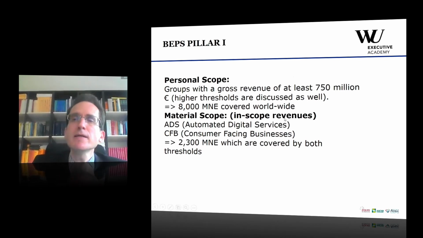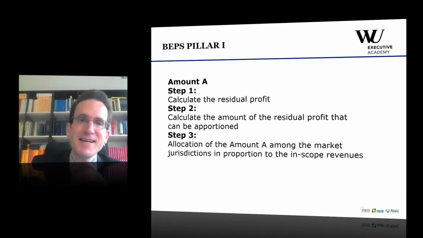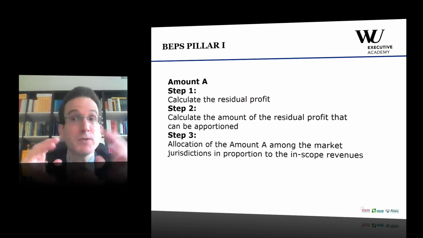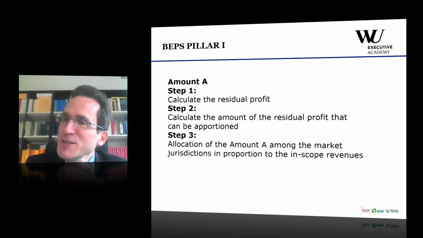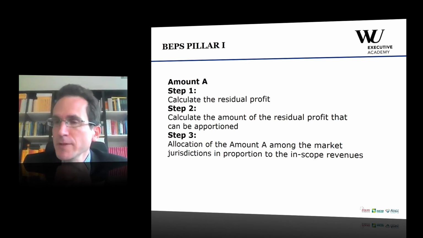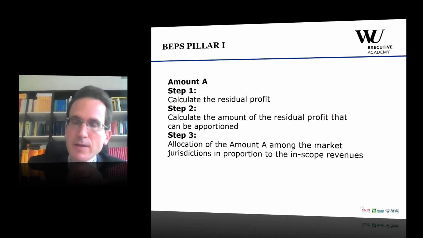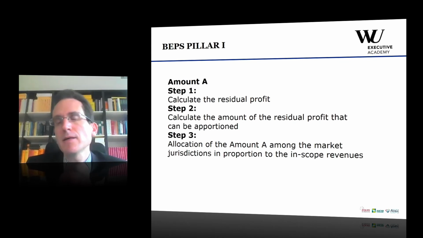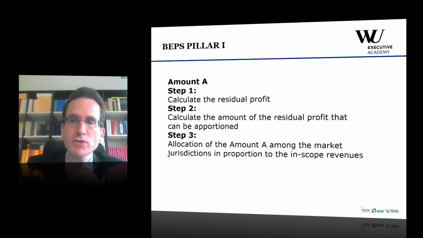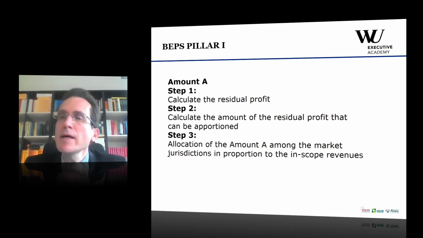So how is the income apportioned? And Justina, this is then my last slide. There are three steps with regard to what is called Amount A. First, we will calculate the residual profit. This is the profit which is generated, more or less as a rule of thumb, by digitalization. So we take the overall profit and deduct the profits generated by the routine functions, and then we have this residual profit.